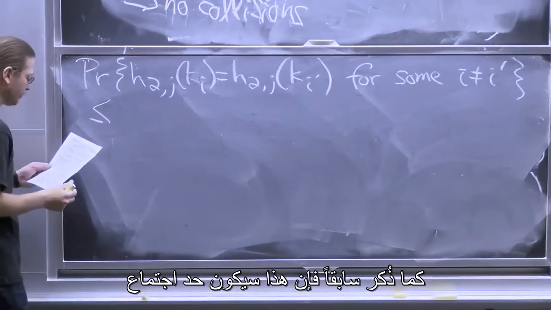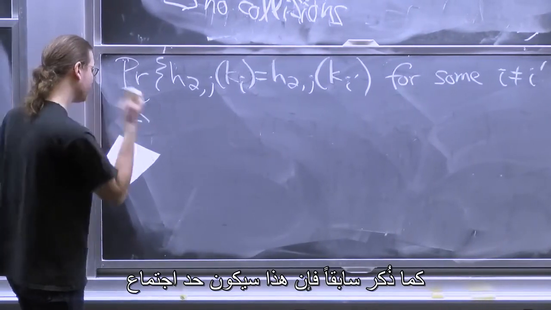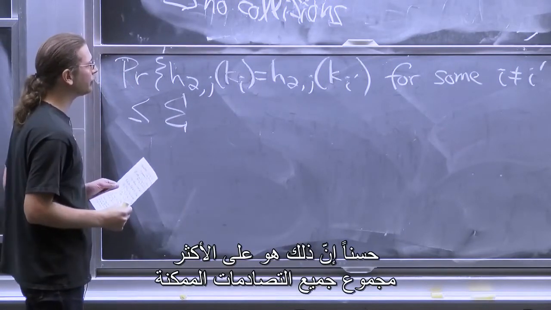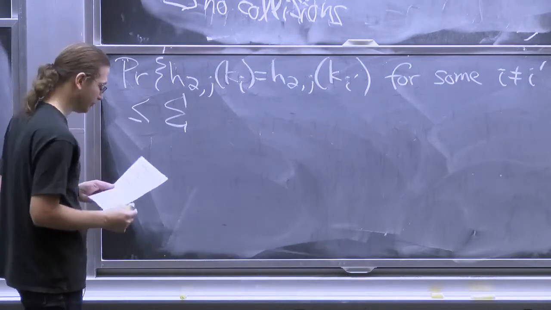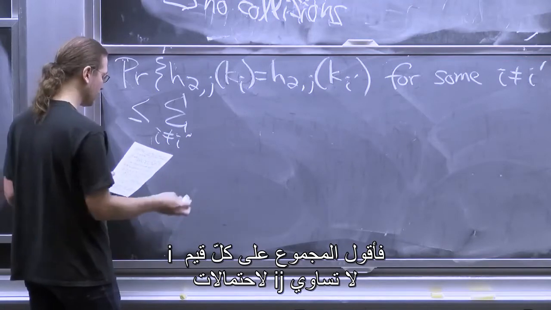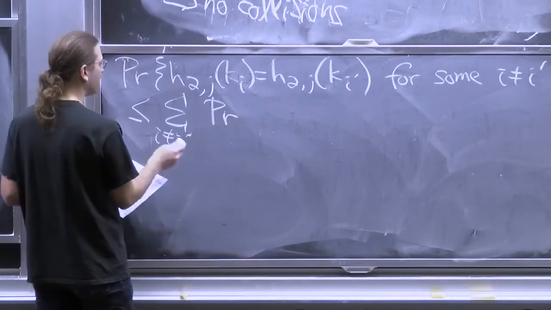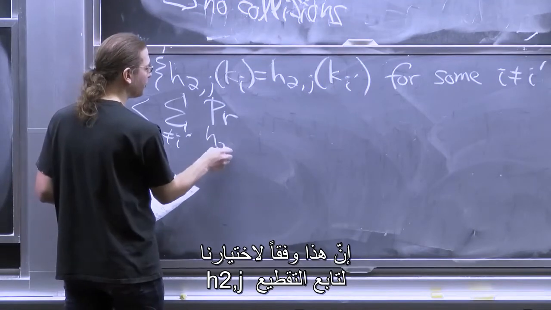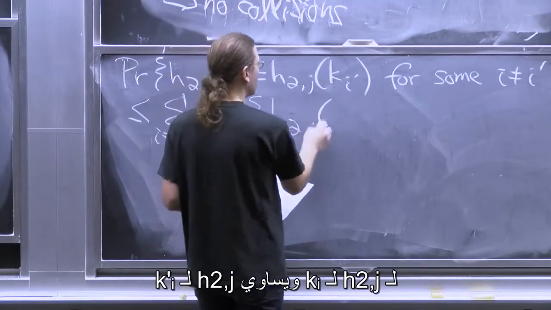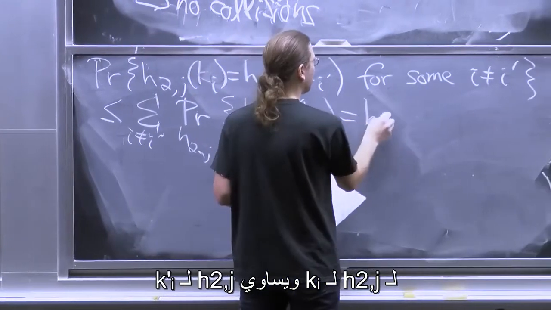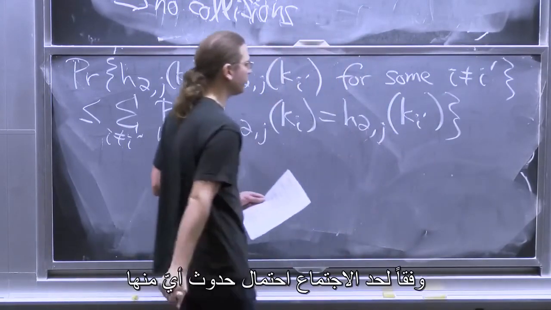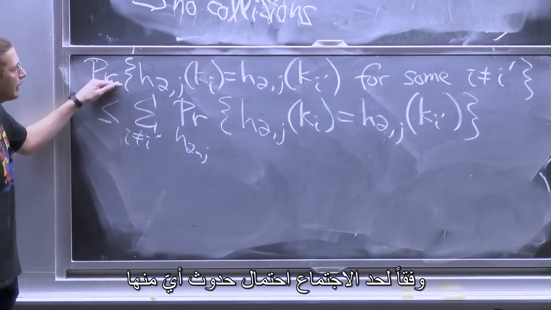As mentioned earlier, this is going to be union bound. We want to know the probability of collision at that second level. Well, that's at most the sum of all possible collisions' probabilities. So I'm going to say the sum over all i not equal to i prime of the probability, over our choice of the hash function h2j, of h2j of ki equaling h2j of ki prime.